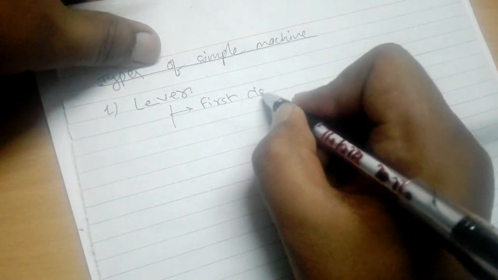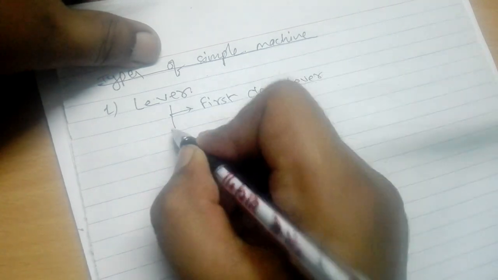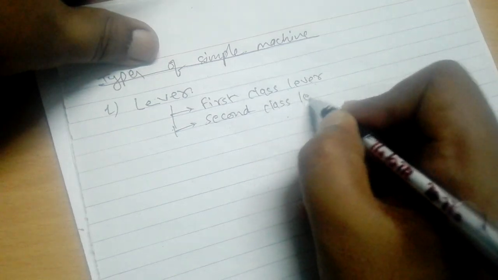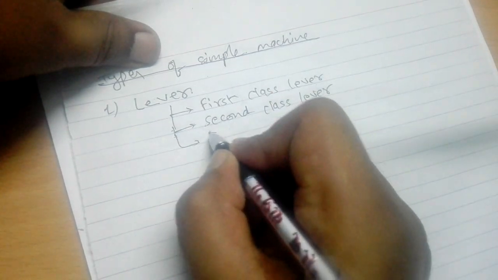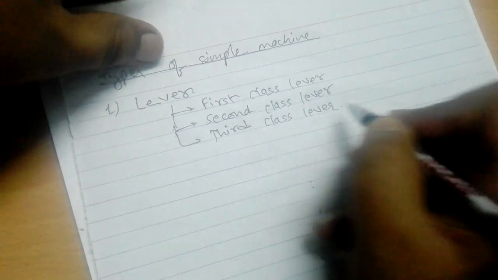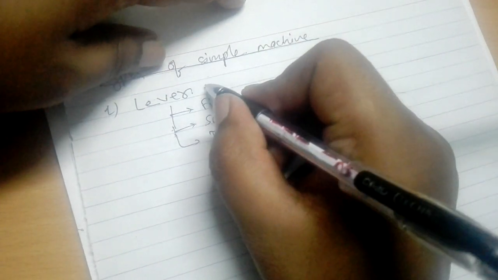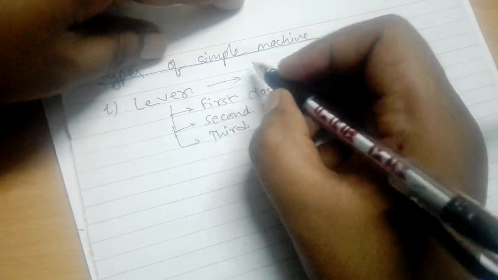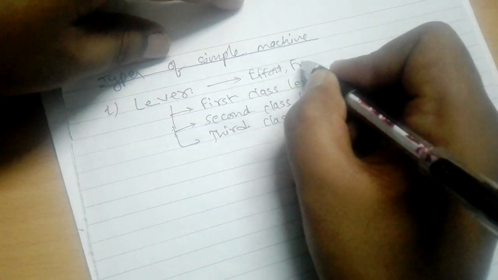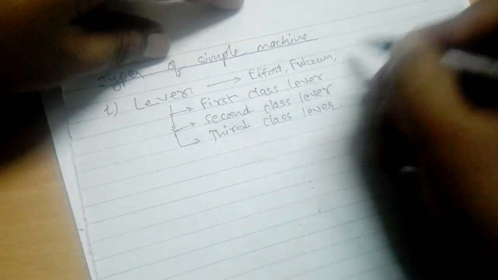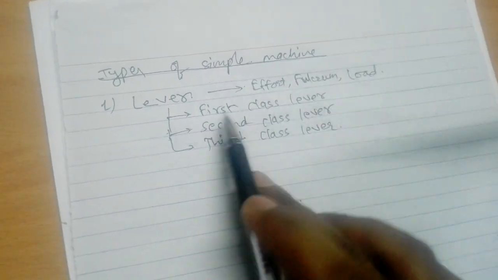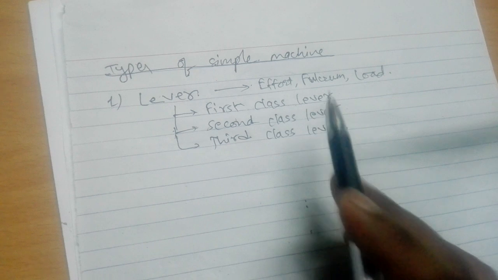First class lever, second class lever, and third class lever. If you remember, a lever has three parts, isn't it? And they are effort, fulcrum, and load. And based on the position of each, the lever is classified into three different types.